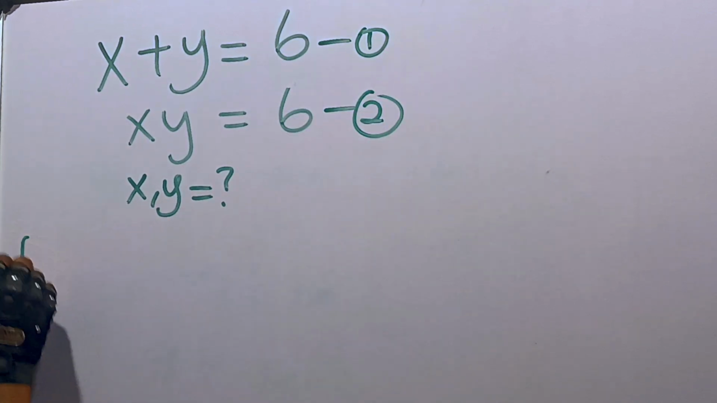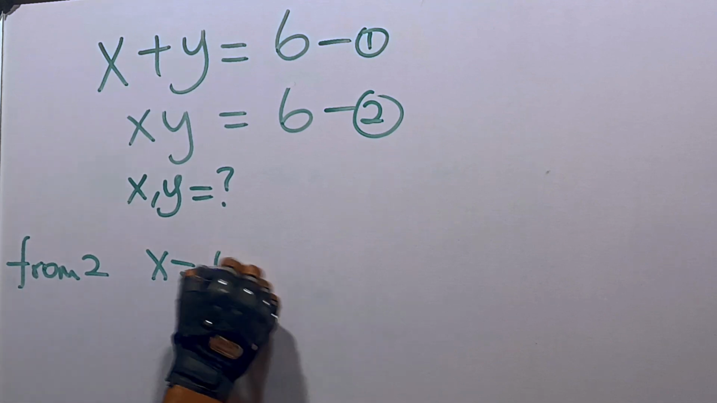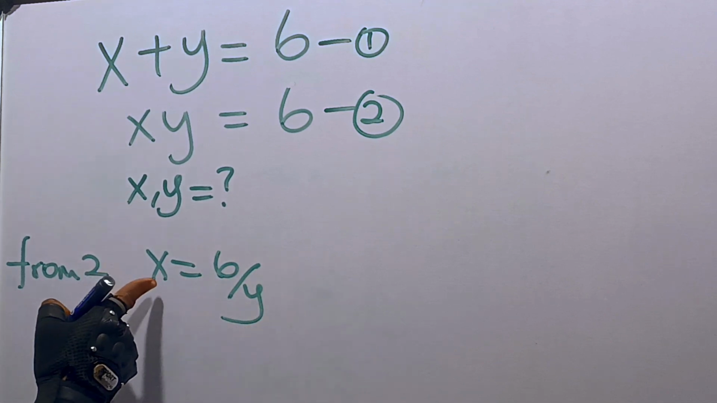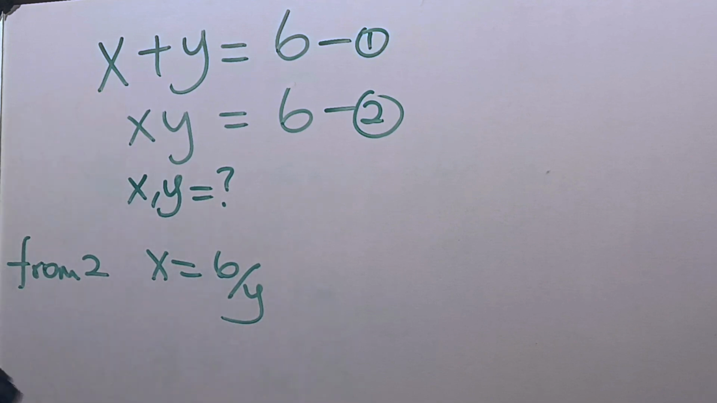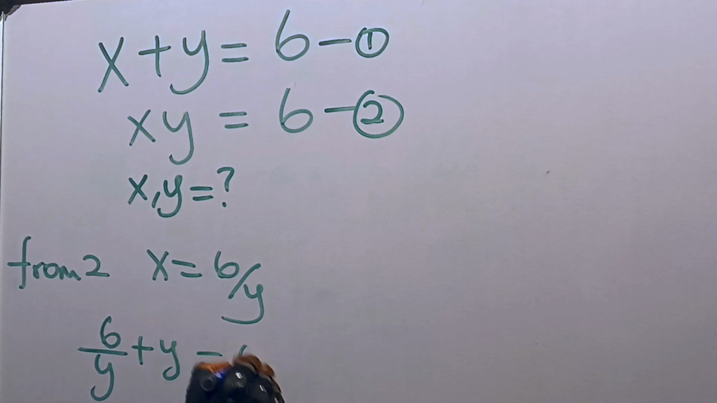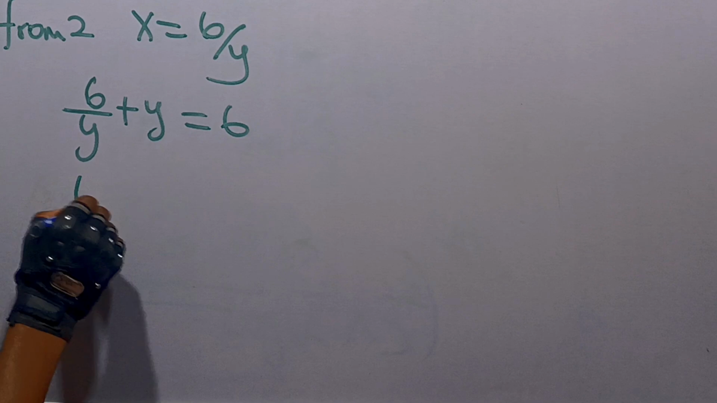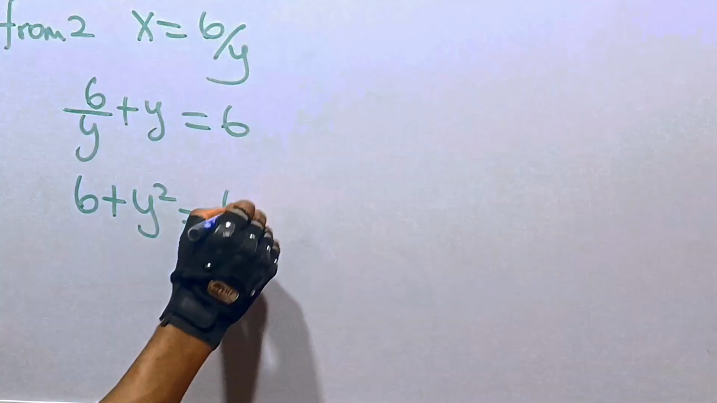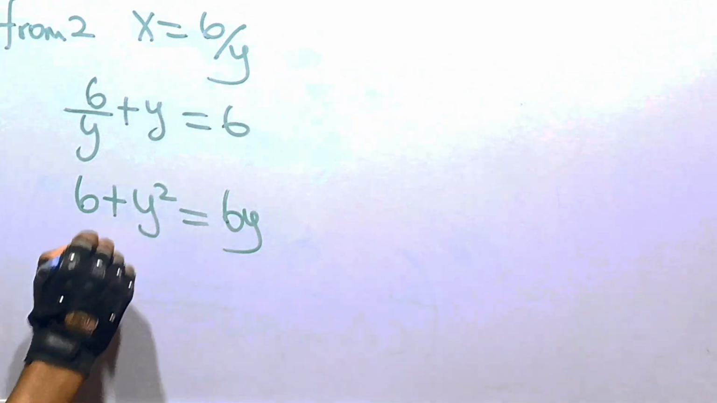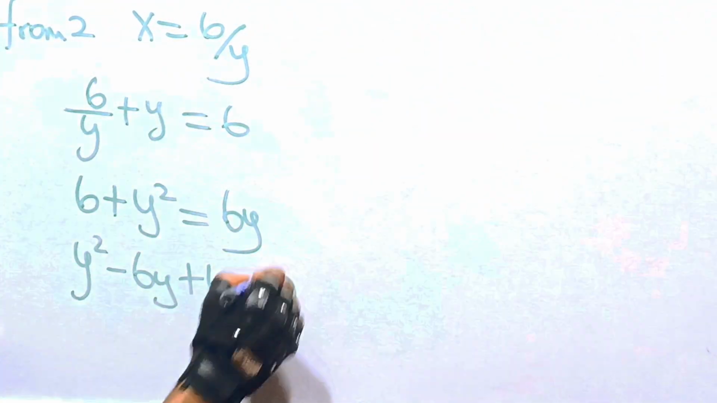Now from equation 2, x is equal to 6 over y. So when we have x equal to 6 over y, we can substitute x as 6 over y in the first equation. So we have 6 over y plus y is equal to 6. Multiplying each term here by y, we have y times 6 over y is 6, plus y times y is y squared, is equal to 6 times y, which is 6y. Now we have y squared minus 6y plus 6 equals 0.